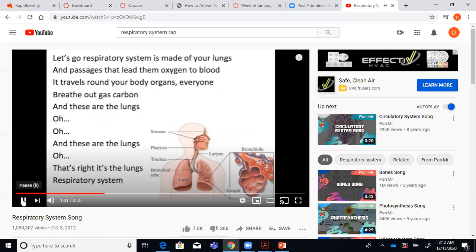And these are the lungs. That's right, it's the lungs. Respiratory system.